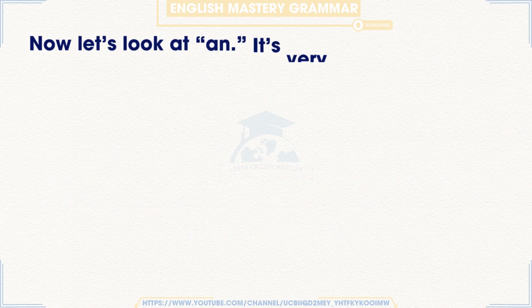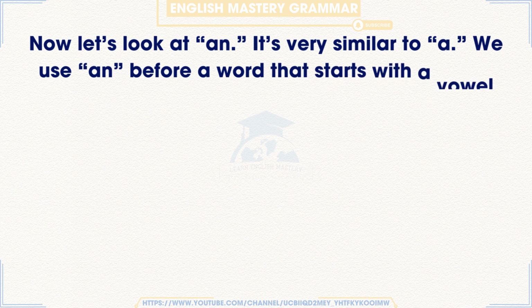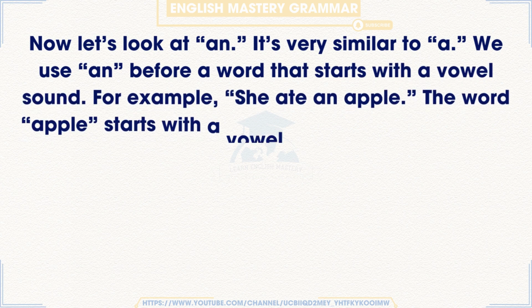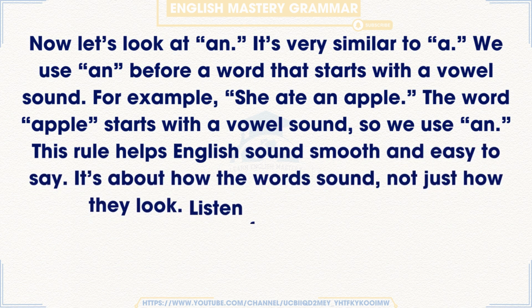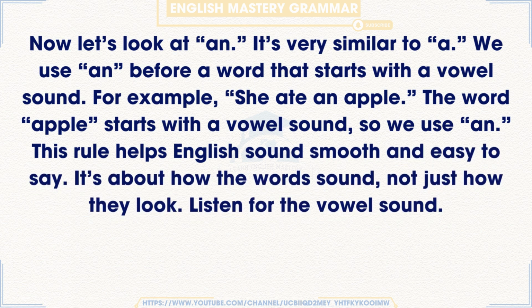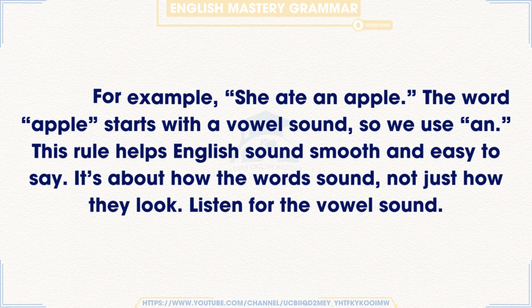Now let's look at an. It's very similar to a. We use an before a word that starts with a vowel sound. For example, she ate an apple. The word apple starts with a vowel sound, so we use an. This rule helps English sound smooth and easy to say. It's about how the words sound, not just how they look. Listen for the vowel sound.